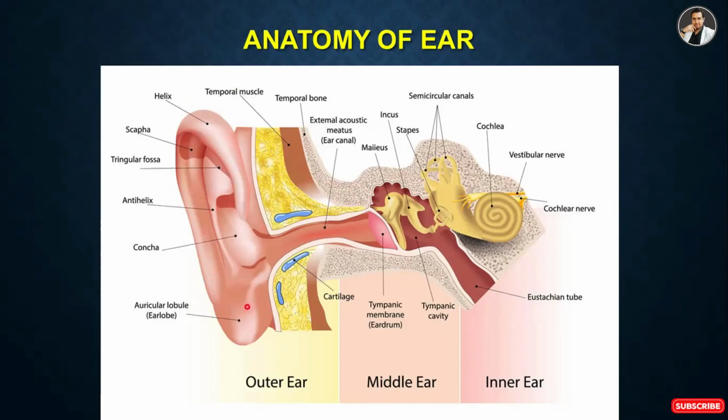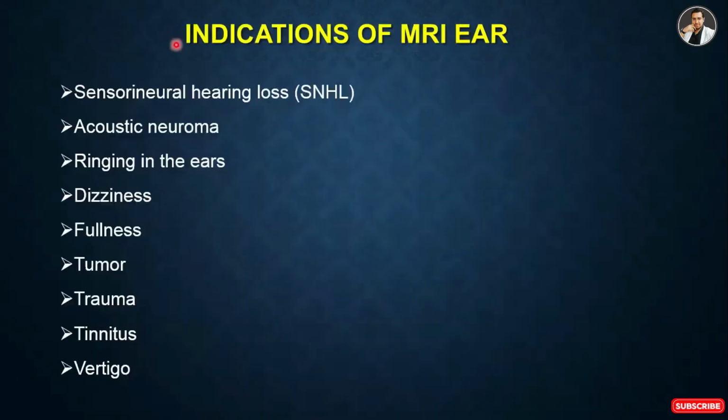There are different names for each part of the shape. The upper part of the ear is the helix. The lower part is the scapha and the inner part is the triangular fossa. On the upper part is the outer body, and the lower part is the auricular lobe.